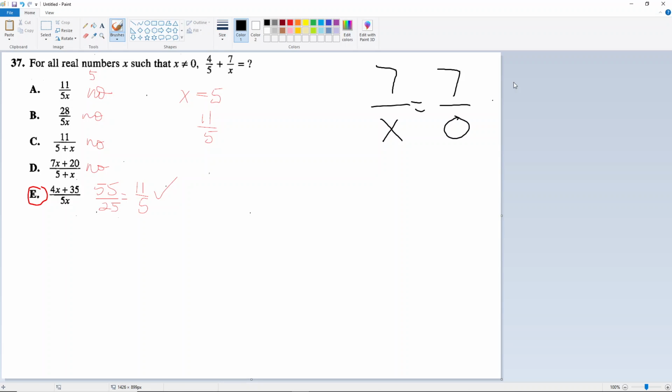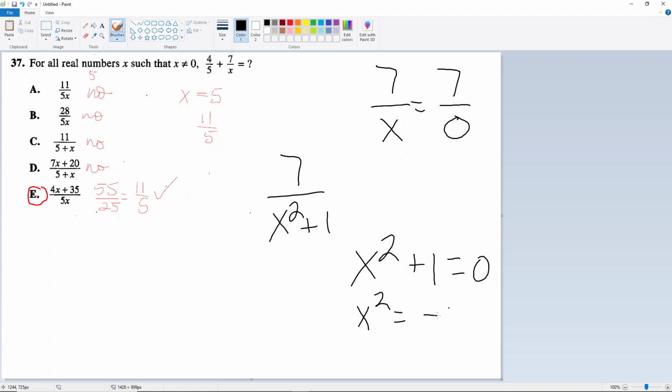If a question ever asks you what makes an expression or equation not true or doesn't exist, how can we find when this equation doesn't exist? Whatever's in the denominator, just set it equal to 0. What if it was 7 over x squared plus 1? Well, set x squared plus 1 equal to 0. We won't actually solve it right now, but you would solve it and then find out what would make the denominator equal to 0. Well, let's solve it. X squared equals minus 1.